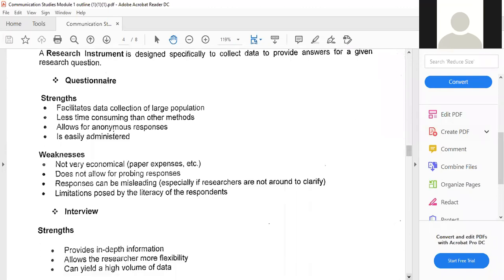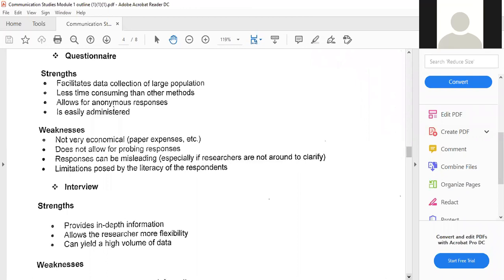All right. So it says it provides in-depth information. Can we agree with that? Yes, miss. And it can yield a high volume of data. You can find out a lot from an interview. What I think she means by flexible is that it's easily modified. If I have a certain question that I feel isn't directed to you, I can modify it and ask something different.